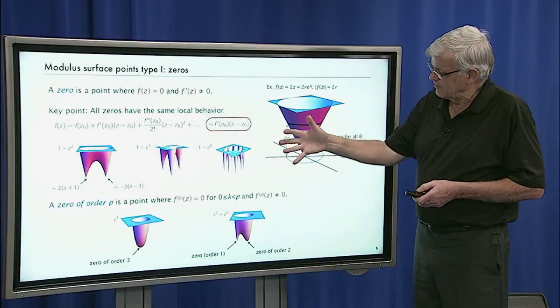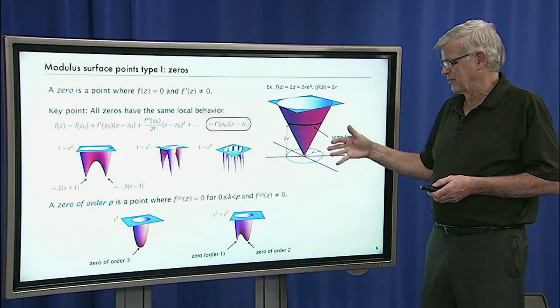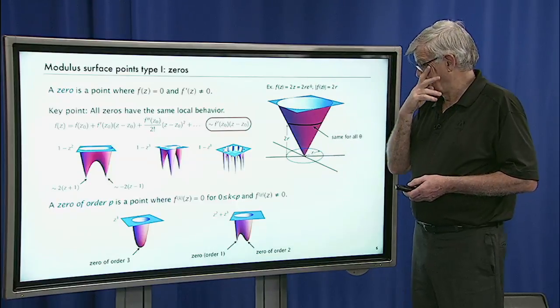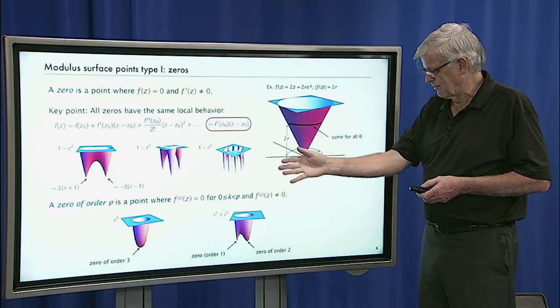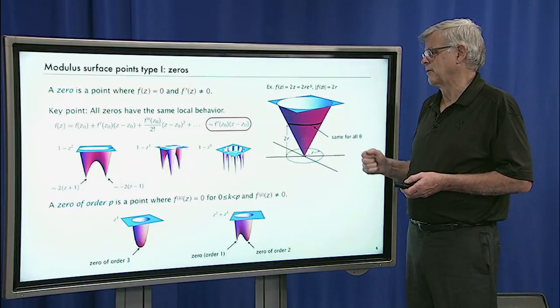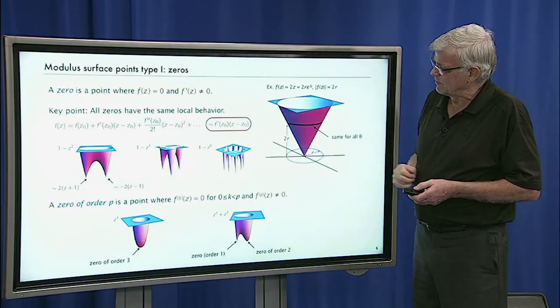So it's fairly easy to understand what zeros are. Those are the points where it touches. And if it's of order 1, it's always going to be a point. Otherwise, it'll have a more rounded contour where it touches. So that's what zeros are like.